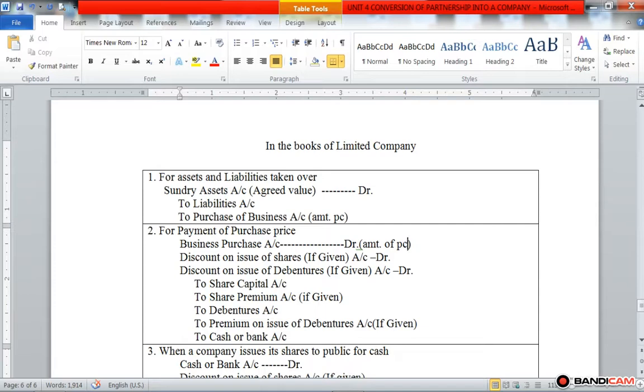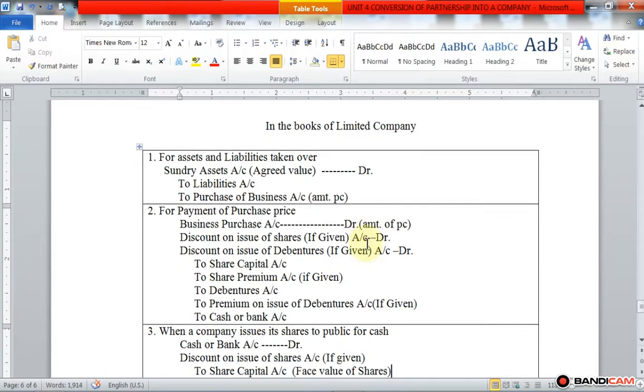Then to Share Capital. If shares are issued at a premium, then we consider the premium here. To Debentures: if debentures are issued at a premium, then we consider the premium on debentures. To Cash. So here the limited company has taken over the business of the partnership firm and paid the amount in the form of share capital, in the form of debentures, and in the form of cash. So the second transaction is for payment of purchase consideration or purchase price.